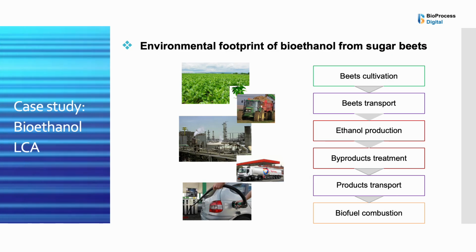The LCA methodology will be taught through a case study on the production of bioethanol from sugar beets. The life cycle of bioethanol includes the following stages: the cultivation of sugar beets, the transportation of beets to the industrial plant, the conversion of beets into ethanol, along with the processing of byproducts, the transportation of both the ethanol and byproducts. Finally, the combustion of ethanol in a car engine.